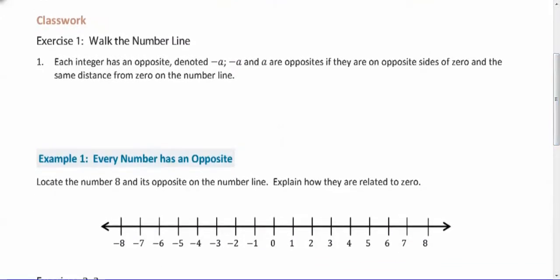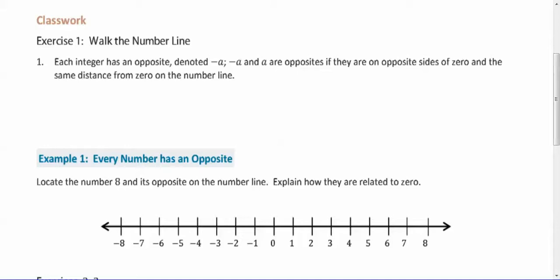So in your module book, we are on page 11, okay? And it says, walk the number line. Number 1, each integer has an opposite denoted negative a. So if a is the original number, you'd write it as negative a if you're talking about its opposite. Negative a and a are opposites if they are on opposite sides of 0 and the same distance from 0 on the number line.